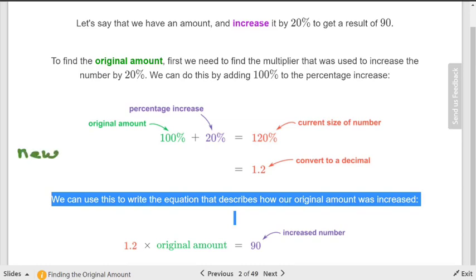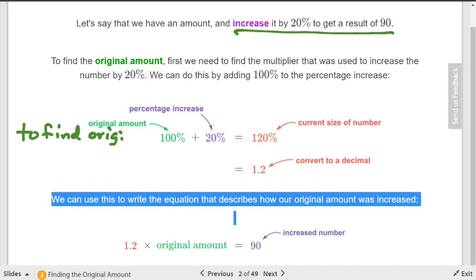The new number, okay, here's what we need to do. Yeah, these are the steps. Step 1, to find the original. Let me rewrite that, to find the original.